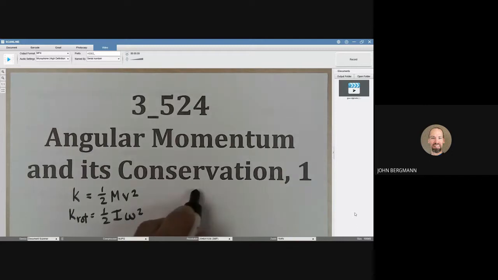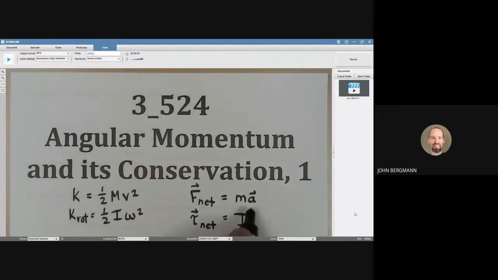Earlier, we did something similar with Newton's second law. Newton's second law in translation looks like that. What is the angular analog of force? It's torque. What's the angular analog of mass? Moment of inertia. What's the angular analog of acceleration? It's angular acceleration. So you can see that there are some relationships here between translational and angular.